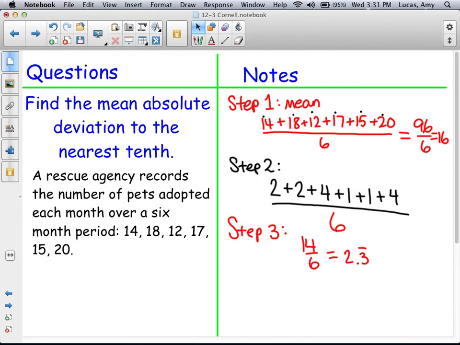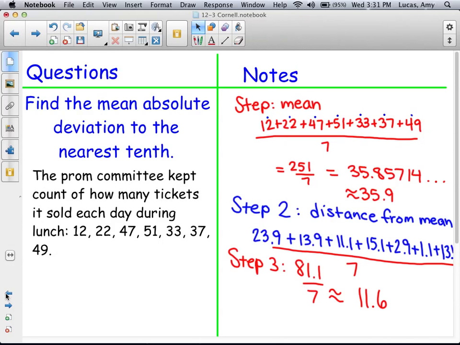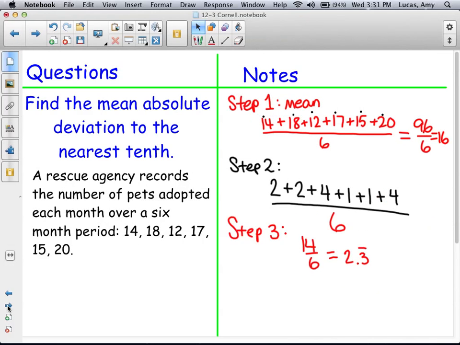So if you compare our first example to this one, in our first example we were approximately 11.6 away from the mean, and this one we're only 2.3 repeating, or 2 1/3 away from the mean. So that means that with this set of numbers, they're bound more closely together than on the last one.